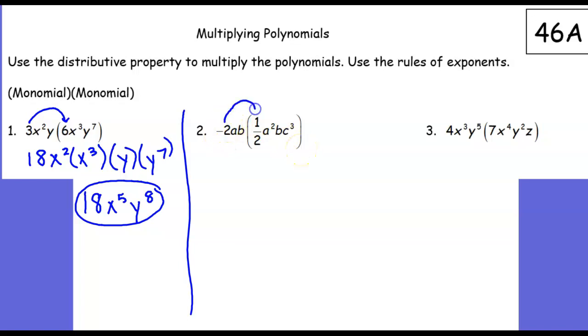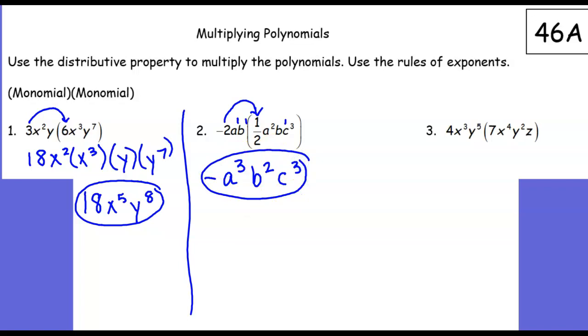-2 times 1/2 is going to give you -1. Since we don't write a coefficient of -1, we'll just put a negative there. A times a squared would be a to the third power, because our rule is we add the exponents when we're multiplying. And then b would be to the second power, okay? And then c would be to the third power. That would be our answer.